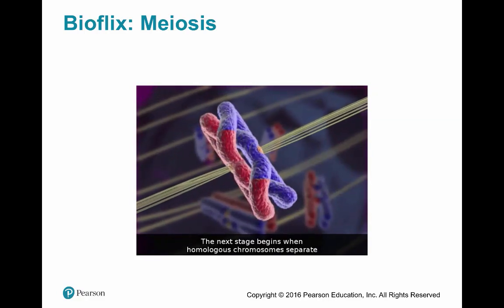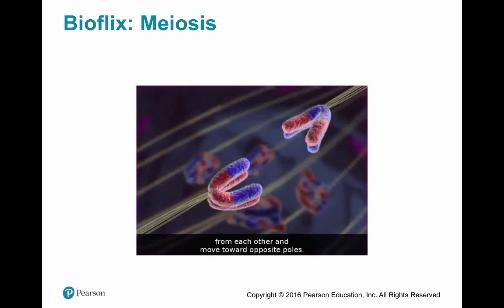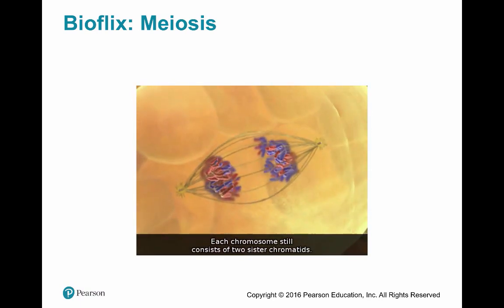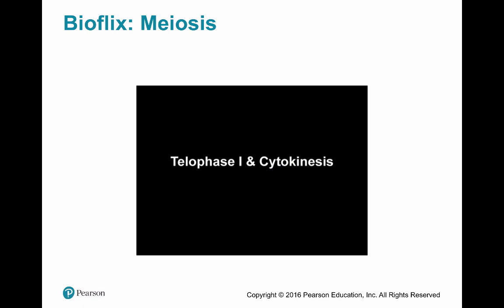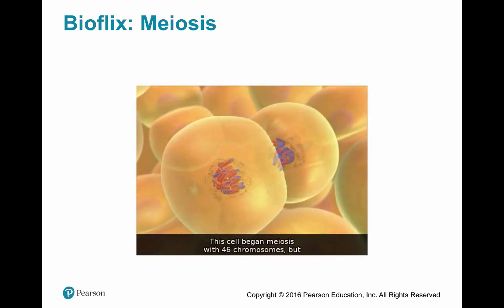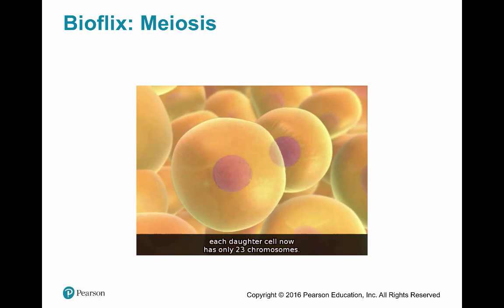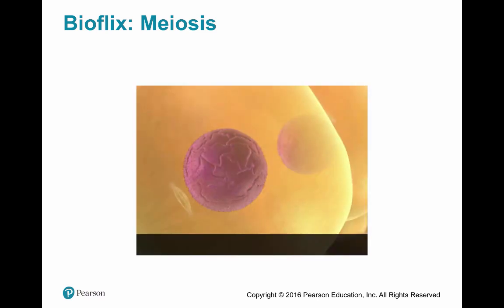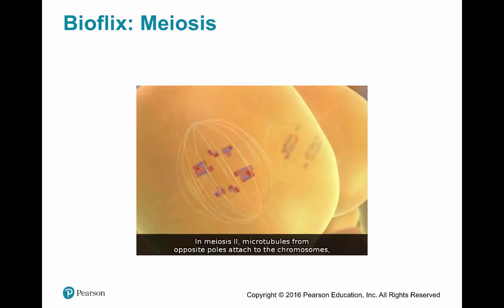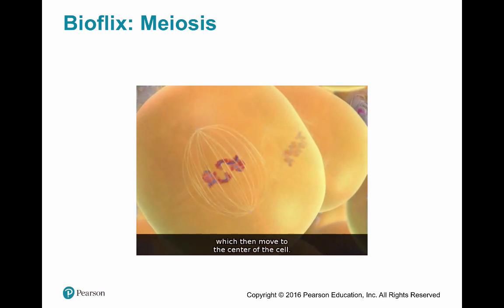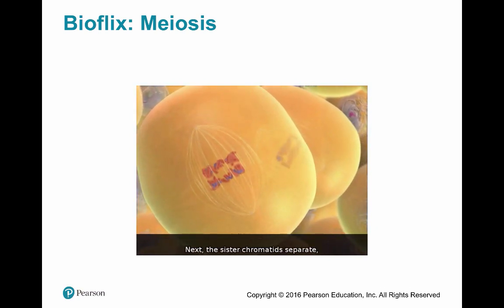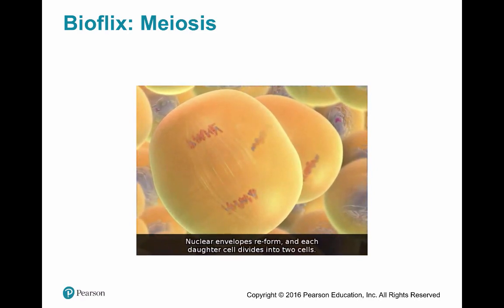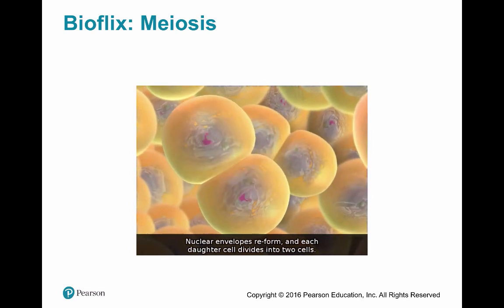The next stage begins when homologous chromosomes separate from each other and move toward opposite poles. Each chromosome still consists of 2 sister chromatids. This cell began meiosis with 46 chromosomes, but each daughter cell now has only 23 chromosomes. In meiosis 2, microtubules from opposite poles attach to the chromosomes, which then move to the center of the cell. Next, the sister chromatids separate, becoming full-fledged chromosomes that move to opposite poles. Nuclear envelopes reform, and each daughter cell divides into 2 cells.